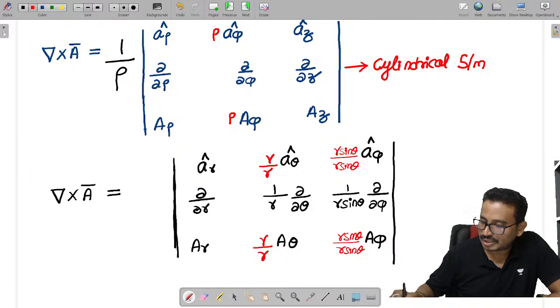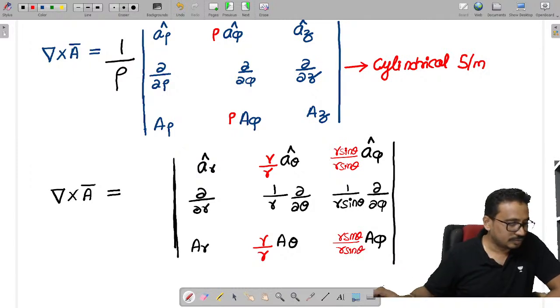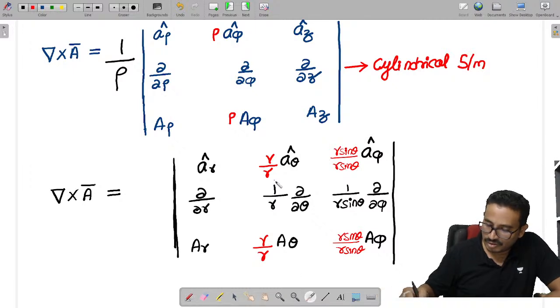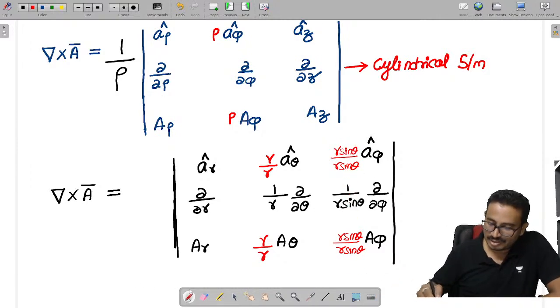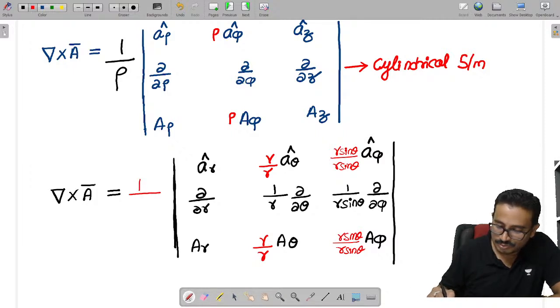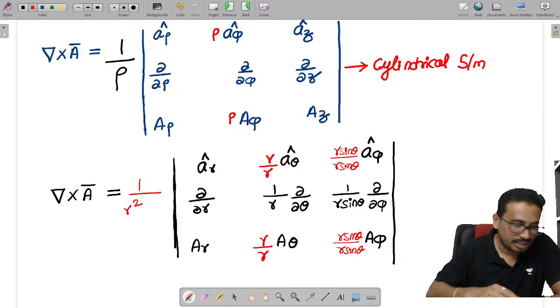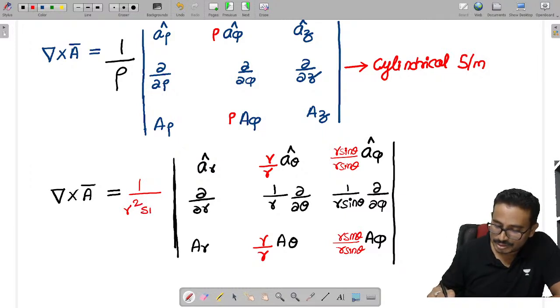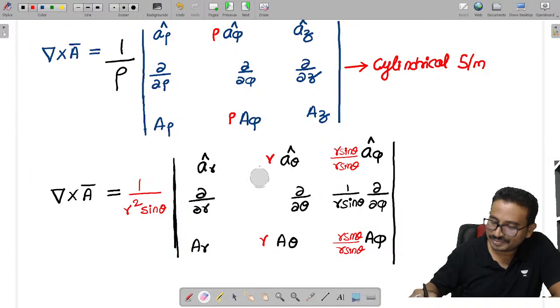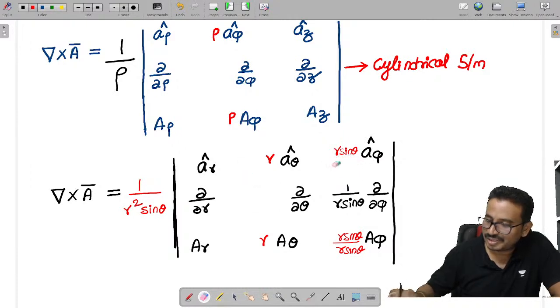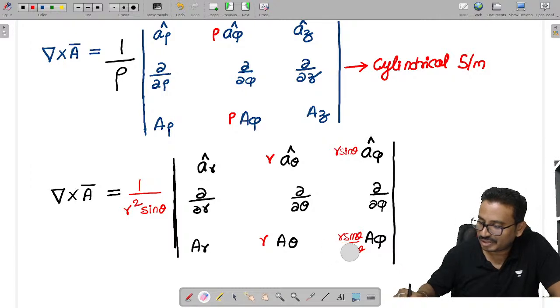Multiply and divide with r sin theta. Now you tell me, from this column I can take out 1 by r outside. From this column I can take 1 by r sin theta outside. So in total, what is outside, you tell me? 1 by r square sin theta. Done. So I should remove this 1 by r here. I have to remove this thing. Isn't it? All of you tell me.